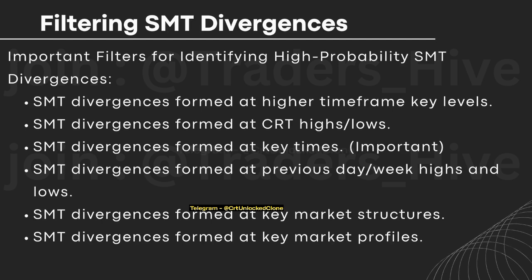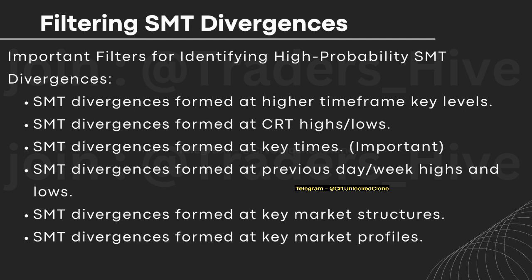The next important filter is SMT formed at CRT highs and lows. Now we know that CRTs are ranges, right? And the extremes of each CRT, the high and low, are high probability areas for SMT to be found. They're basically swing points, high probability swing points, right? So CRT highs and lows are key areas for SMT to be found. It's actually one of the main factors that confirms a CRT and leads me to select a high probability CRT. If a CRT has an SMT with a correlated asset, then that CRT is going to be a high probability CRT for me, right?